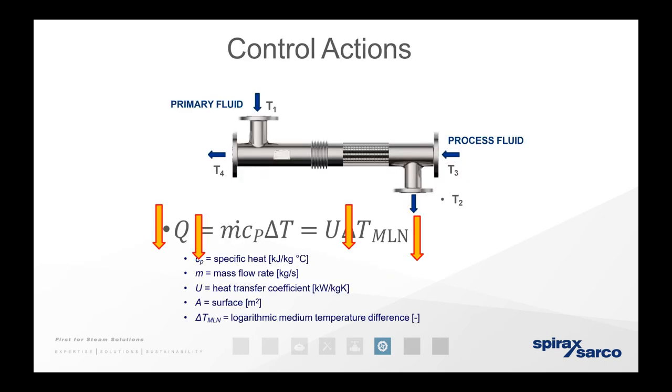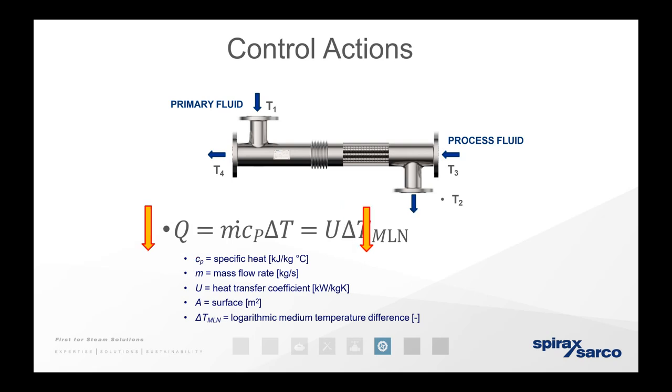So again, another formula. Here we have Cp, the specific heat in kilojoules per kilogram. m is the mass flow rate. U is the heat transfer coefficient, so how much energy it's going to give up. The surface area is A, and then you've got the delta T LMTD, which is your logarithmic mean temperature difference, so the differential.